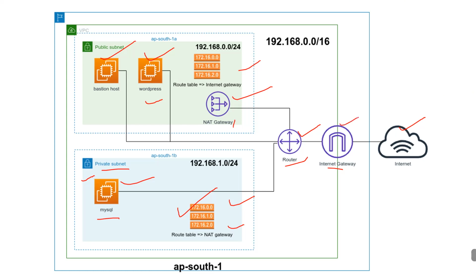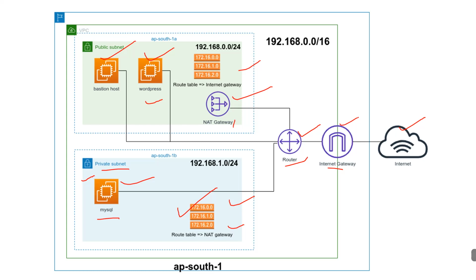This is the internet gateway. The internet gateway helps us communicate with the user. Our user first accesses the internet gateway, and through this internet gateway we can access our public IP and public subnet resources, right?